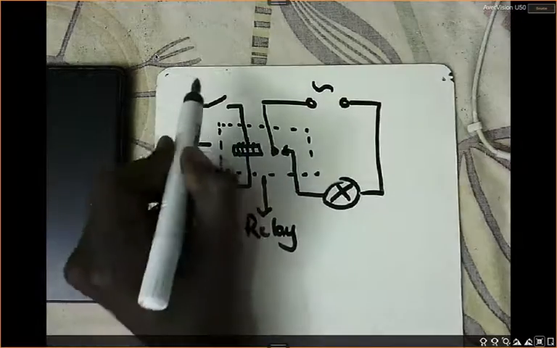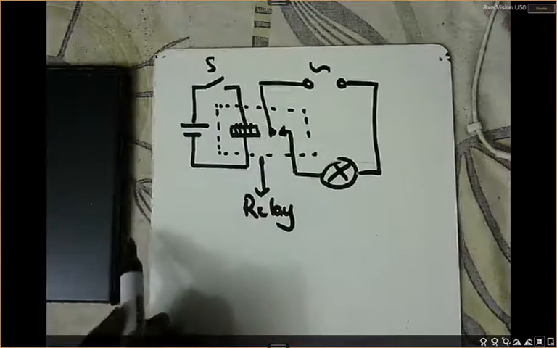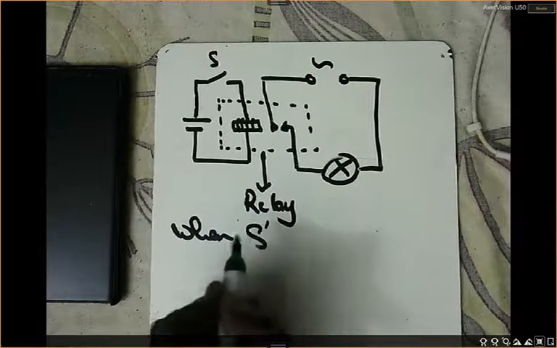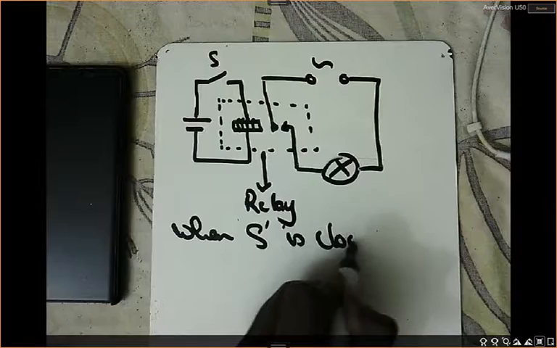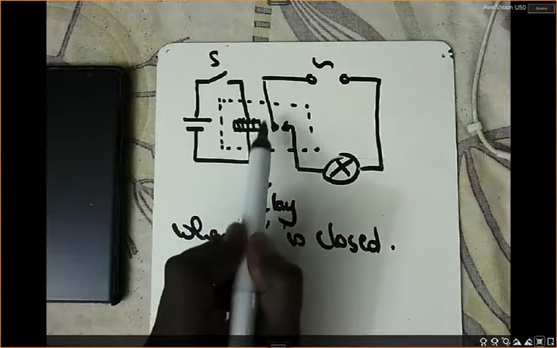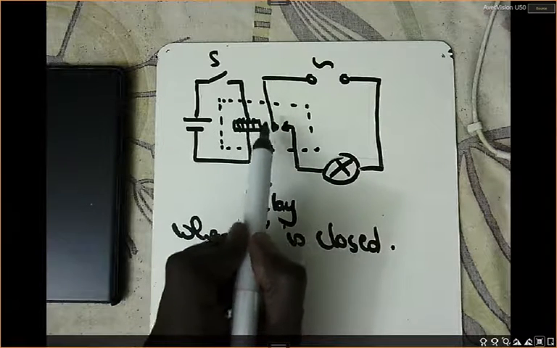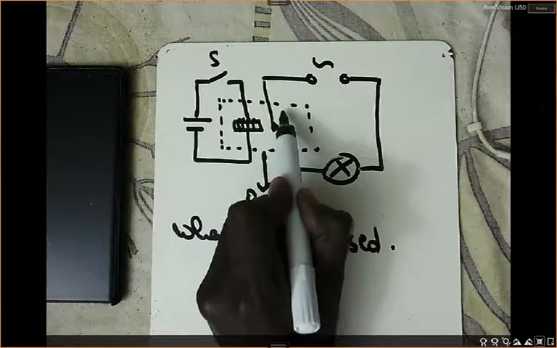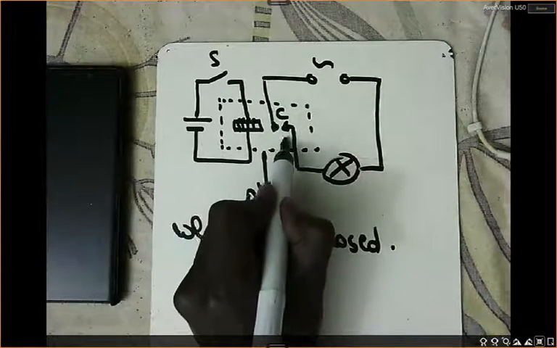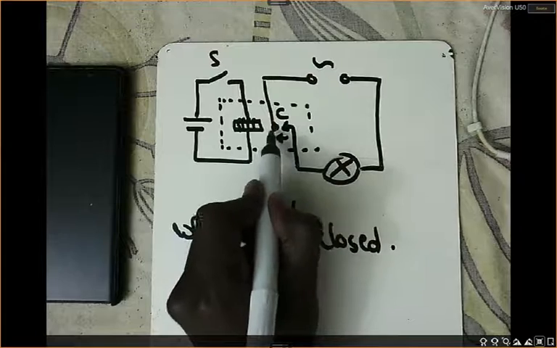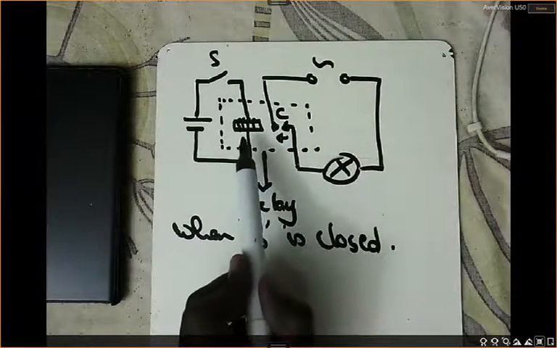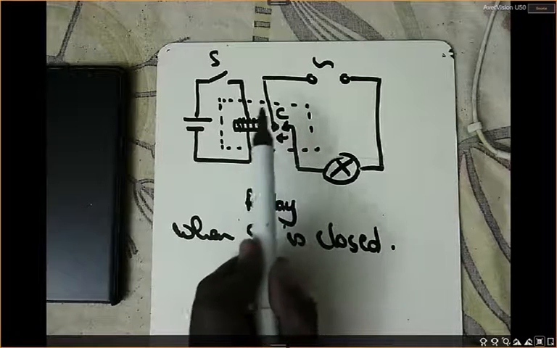How does a relay work? A relay works when switch S is closed. That's step one. When S is closed, this electromagnet gets magnetized because current flows through it. I'm going to call this C, where C is the contacts. So it pulls the contact together and joins this gap. When the electromagnet works, it creates a magnetic field.